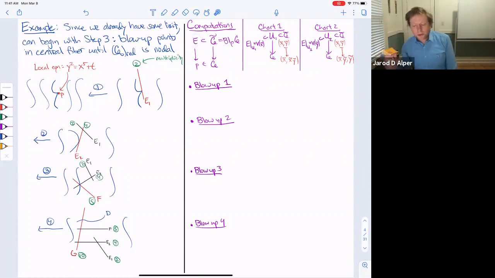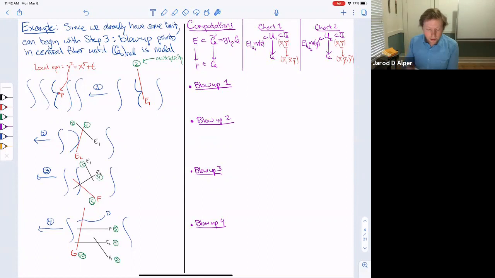And so we can compute the blow up in two charts. In chart 1, I have one open U1 in the blow up, and x tilde, y tilde are always going to be my local coordinates in either chart. In the first chart, they get mapped to x tilde comma x tilde y tilde. The second chart does something similar. And note that the exceptional divisor in the first chart is defined by x tilde, and in the second chart by y tilde.